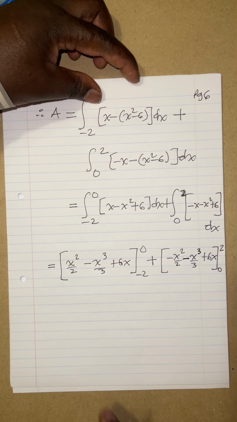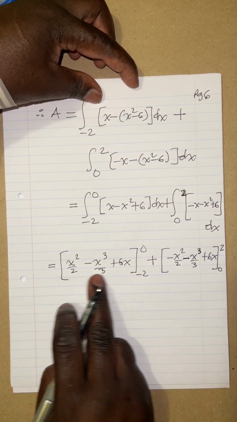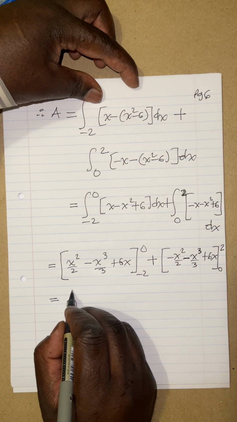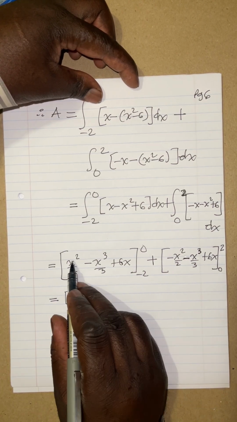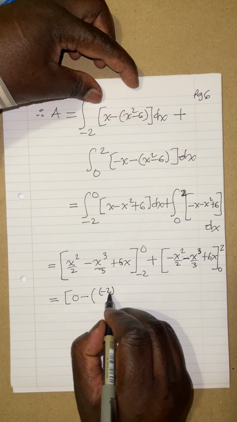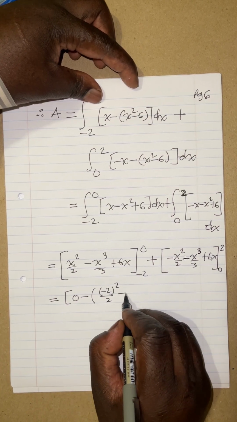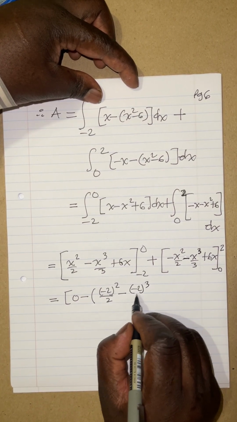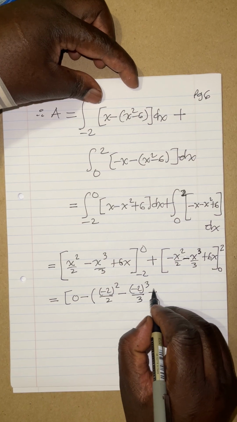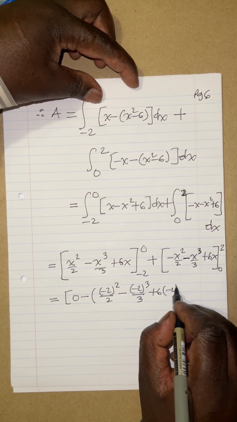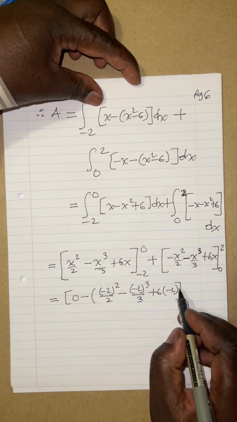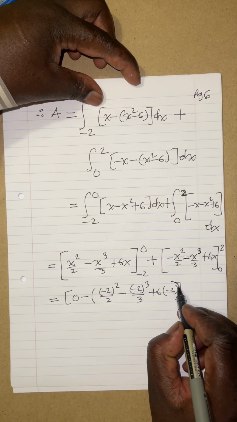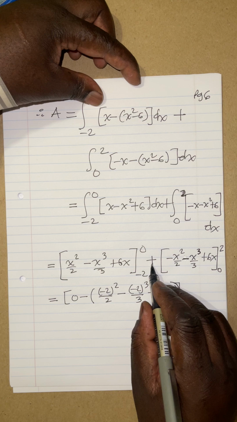Fantastic. Now putting in 0, you can see the whole of this collapses. So this will be 0 minus, and then I'm going to say minus 2 in there. It's going to be minus 2 all squared over 2, then minus 2 all cubed over 3, plus 6 times minus 2. I'm closing that bracket there. I have to close this bracket here, if you like. And then I have a plus sign here.